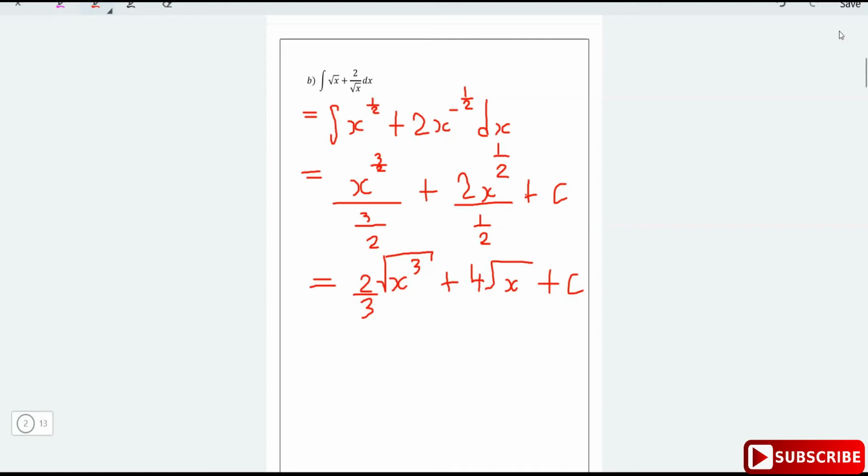Nice and easy. So I don't like how this root x looks, so let me go ahead and fix this, just to make it look a little more civilized. This is supposed to be root x.